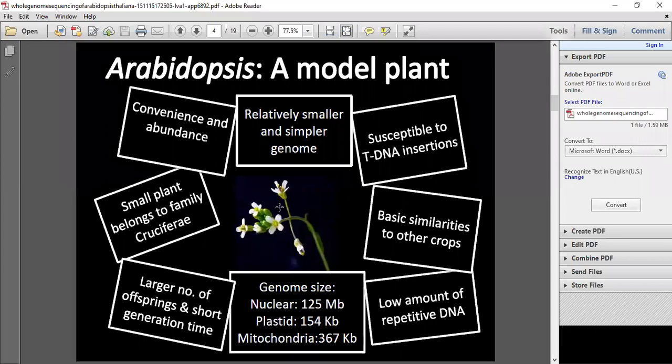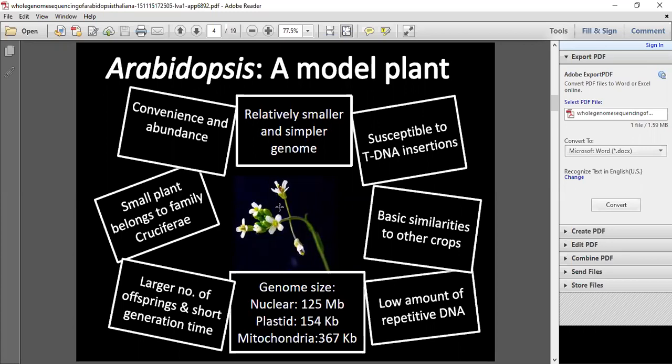At the starting point, the scientists needed a very small amount of DNA, a smaller amount of genome sequence to study. So that's why they chose Arabidopsis as a model plant.